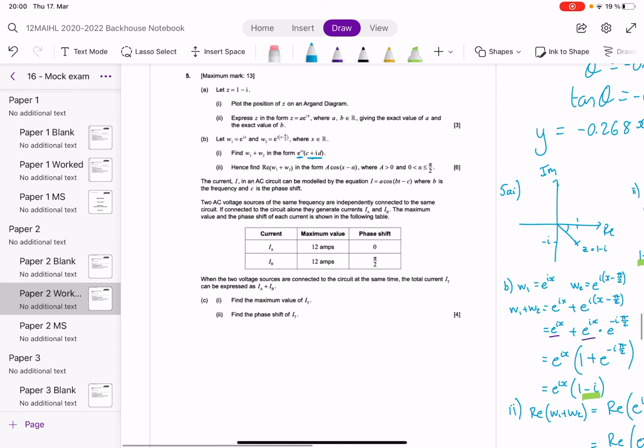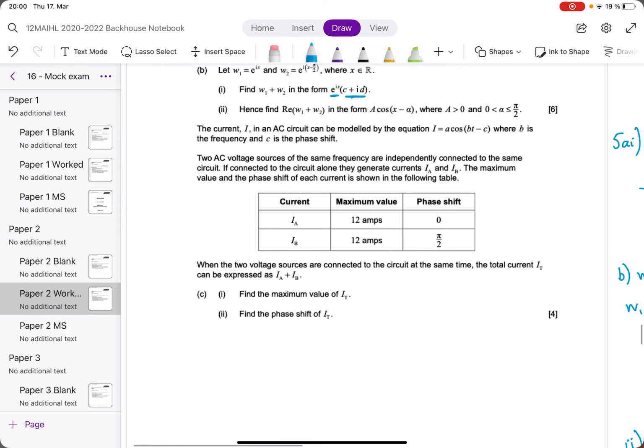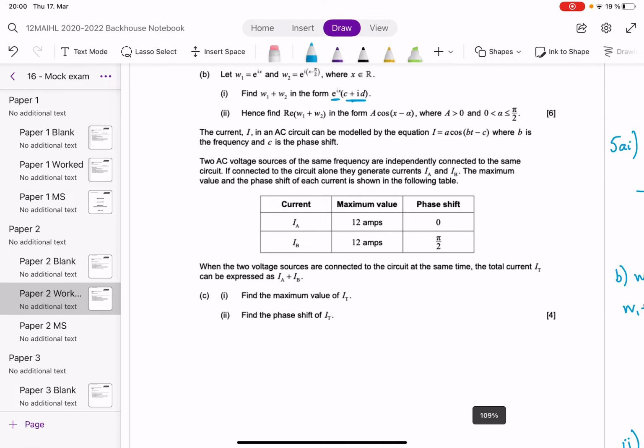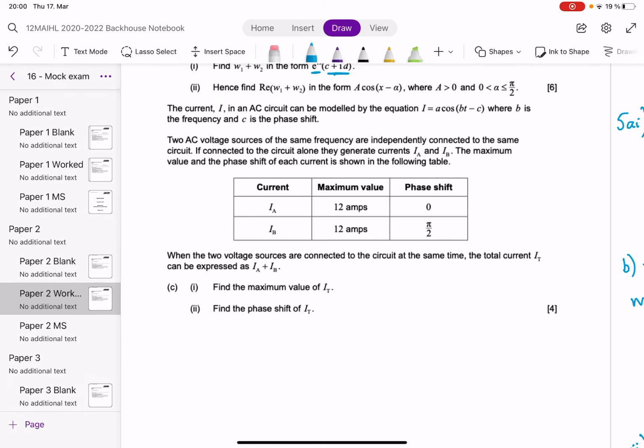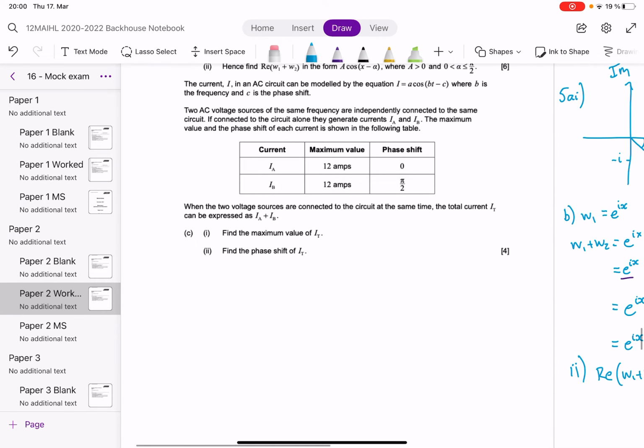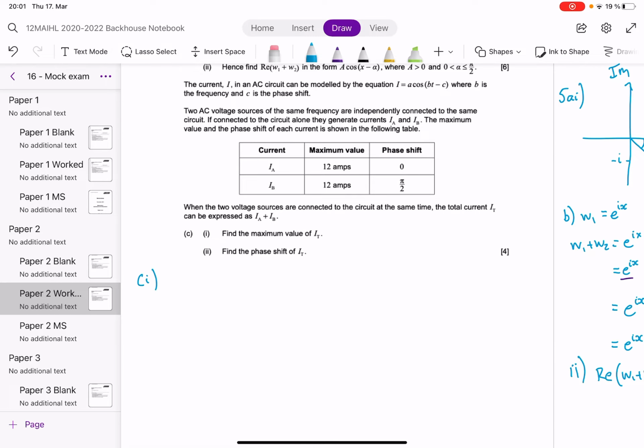It's going to be used in context now in part C. We're introduced to context. We're talking about the current in an AC circuit. And we're told it can be modelled by an equation, I equals A cos(BT minus C), where B is the frequency and C is the phase shift. We're given two AC voltage sources of the same frequency. We're given their maximum value, so that will be their amplitude, and we're given the phase shift, that will be the C value. When the two voltages are connected to the circuit at the same time, the total current can be expressed as IA plus IB. Find the maximum value of IT, the total.